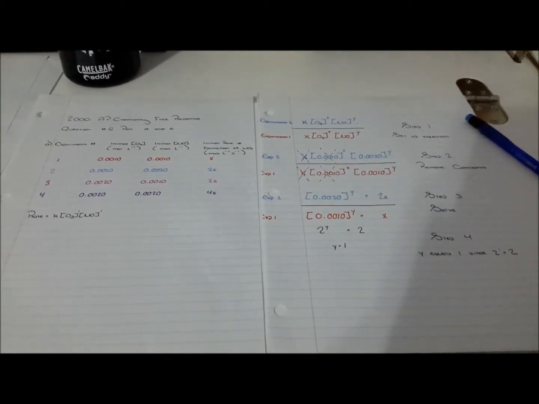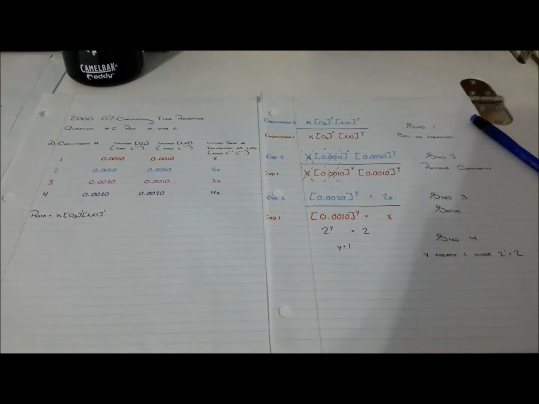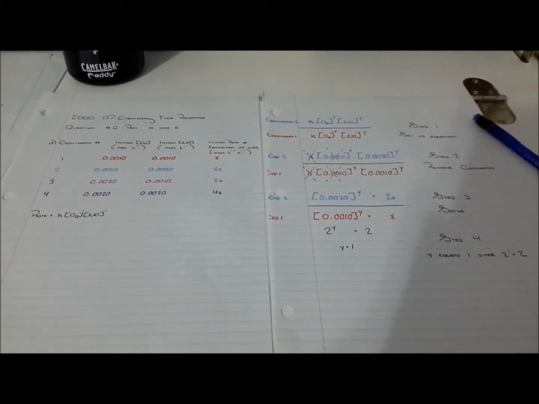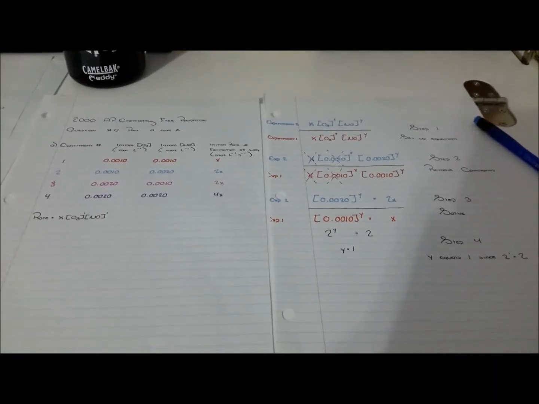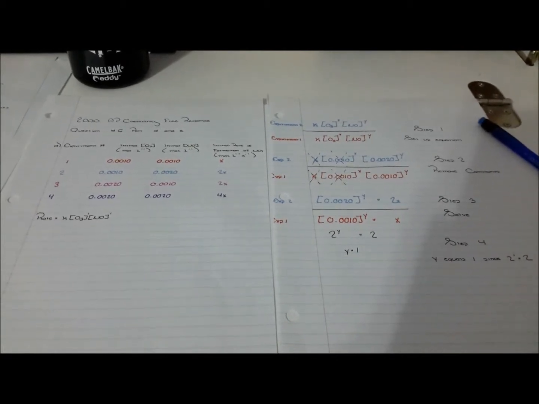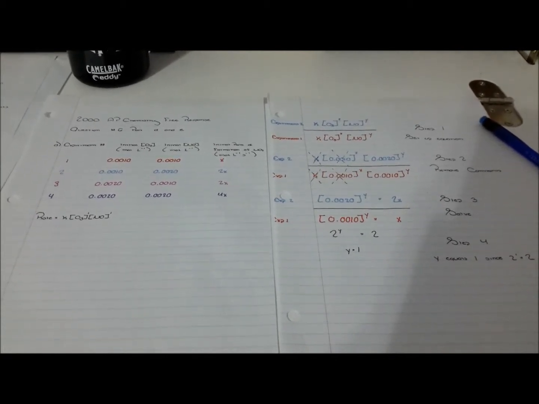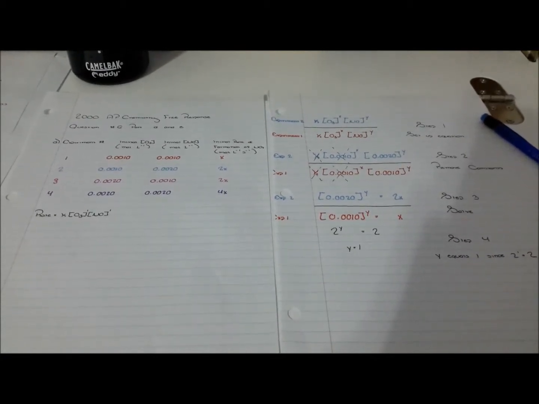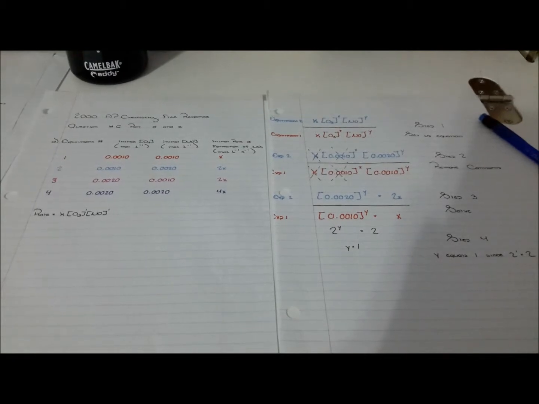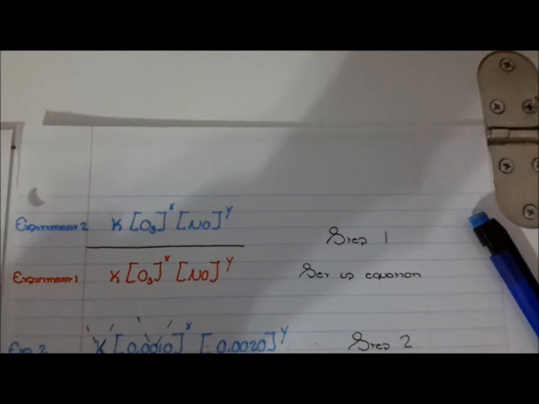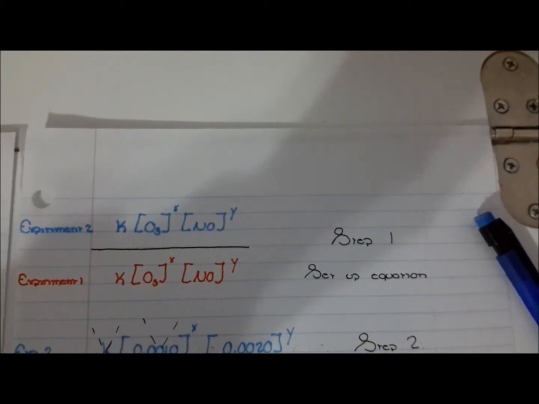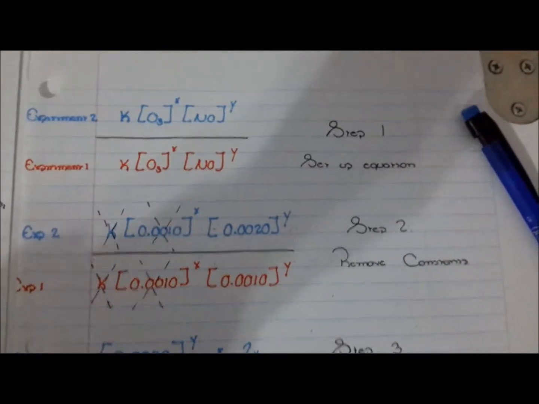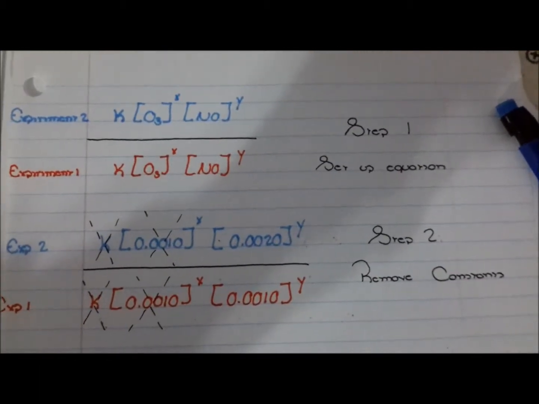This is the mathematical way. By comparing experiments 2 and 1, we can figure out the order of reaction for Y. We picked experiments 1 and 2 because X was held constant, X being the initial amount of O3. In step 1, we set up the simple rate law equation and input the numbers. In step 2, we remove our constants.